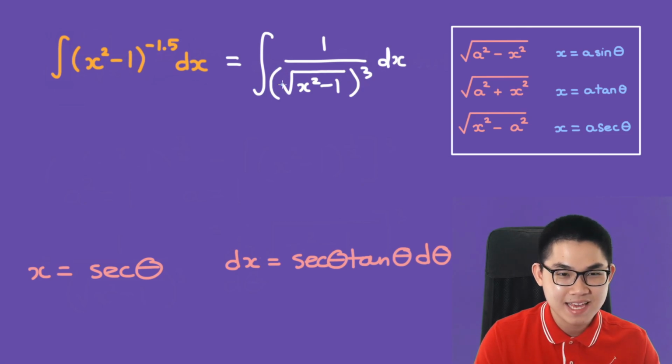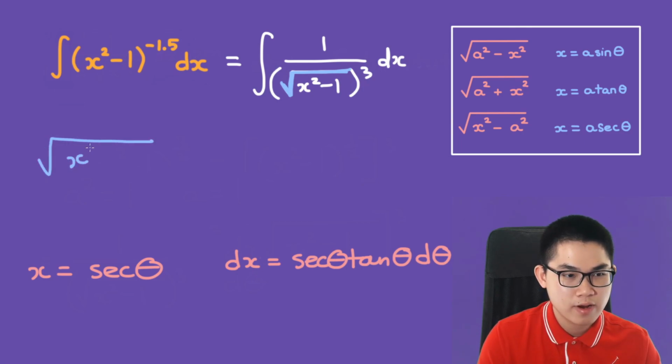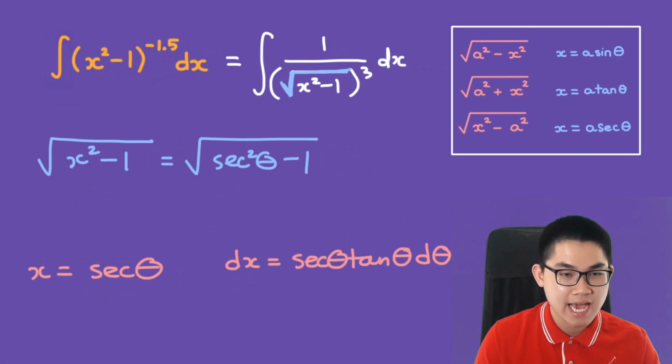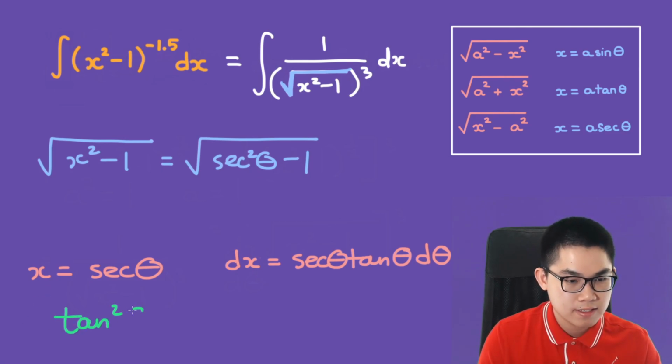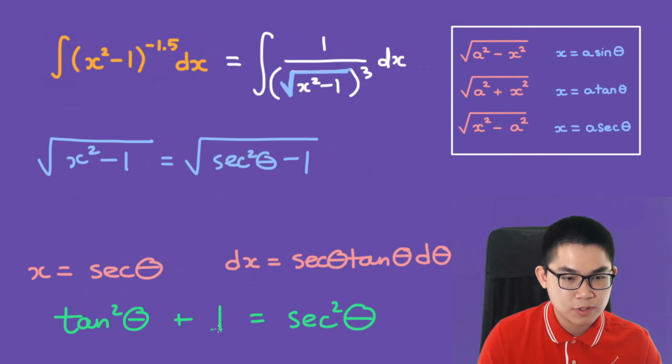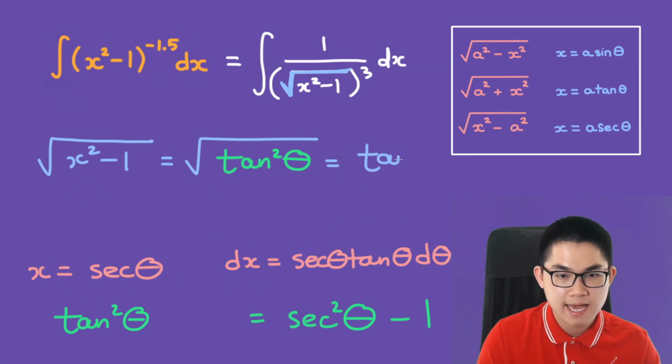Now, the next step is to simplify this part. So we want to simplify x squared minus 1 inside the square root. So we have the square root of x squared minus 1, and that's equal to the square root of secant squared minus 1. And we also know one of the trigonometry identities, tan squared plus 1 is secant squared. When we subtract both sides with 1, we end up with tan squared is secant squared minus 1, which is this. And this will simply be tan of theta.